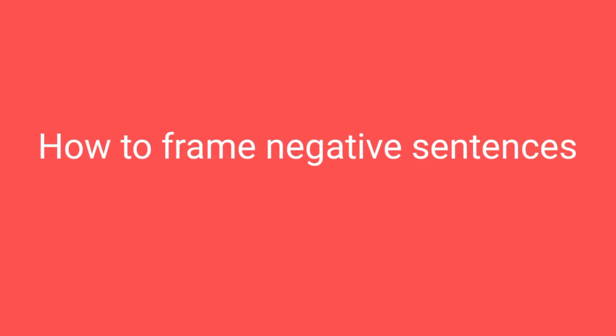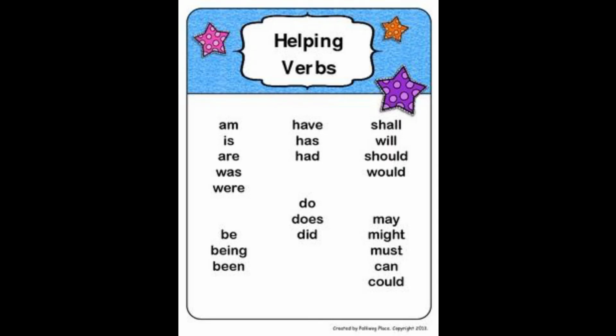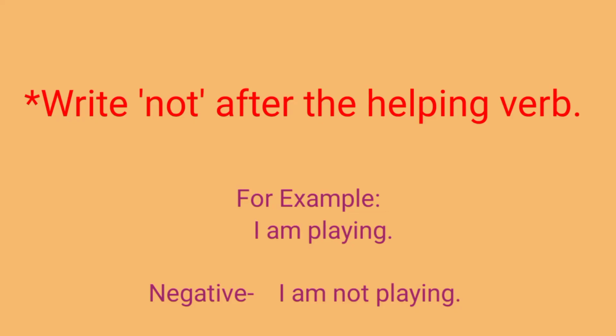Let's look at how to frame negative sentences. For that, we have to find out the helping verbs in a sentence. We know there are 23 helping verbs. We have to find out these helping verbs in a sentence. Then write not after the helping verb. For example, I am playing. Here, am is a helping verb. We have to put not after the helping verb. So, the negative sentence is I am not playing.